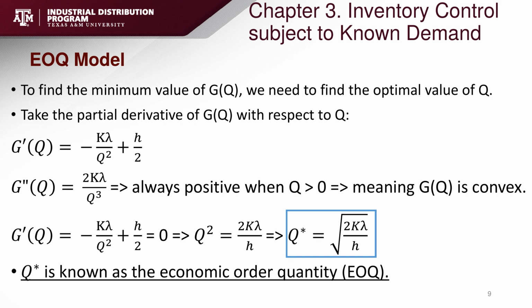Alright, set that first derivative to 0, shuffle the terms around, and you land on Q squared equals 2K lambda over H. Take the square root, and there it is. Q star equals the square root of 2K lambda over H, and that right there is the economic order quantity.